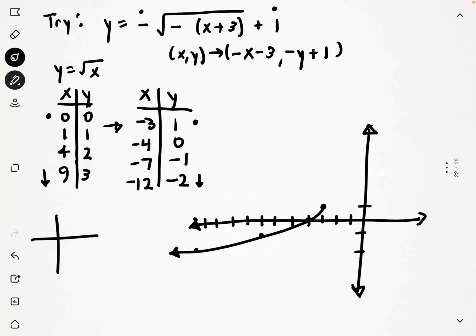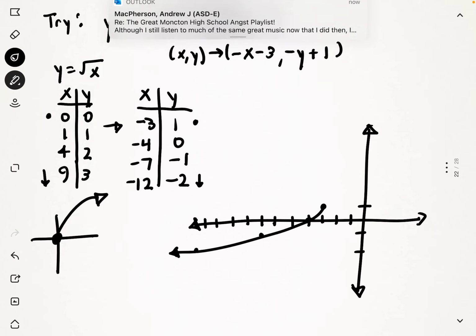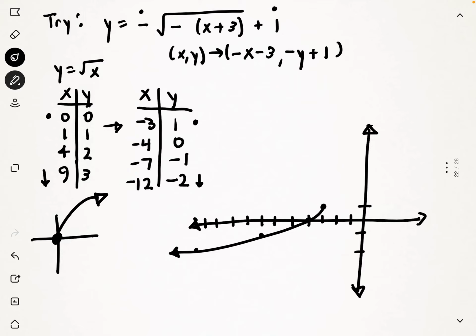Now that makes sense because the original function, the square root of x function, starts at 0, 0 and goes up and to the right. So if you compare your mapping notation, what's supposed to happen, with your graph, what did happen, you can see there are 2 reflections here. Both the x and the y are negative in the mapping notation, so they are reflections around the y and x-axis respectively. And you can see right here that it flips over both the y and the x-axis.